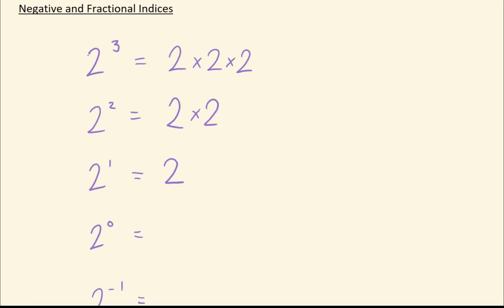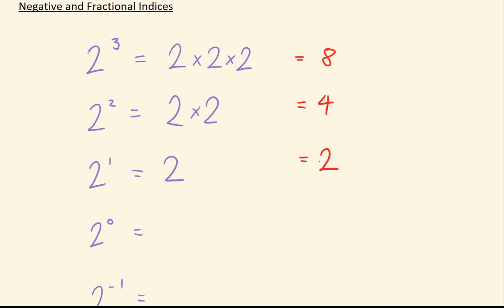Okay, moving on, what we'll look at now is when they ask you to work out some of the indices. These typically use negative fractional indices. So starting off with the basics, if you had 2 cubed, that means 2 times 2 times 2, which gives you 8 as we just said. 2 squared is 2 times 2, which gives you 4. 2 to the 1 is just 1, 2, which is 2.